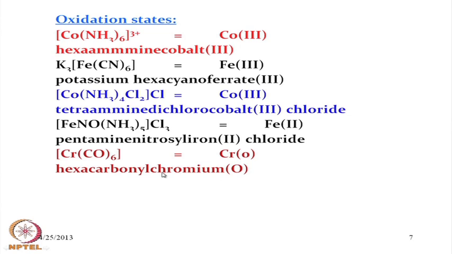So, the name of this compound through the assignment of chromium oxidation state as 0 would be hexacarbonyl chromium 0. It is also a very good starting material for different types of chromium compound, different types of organometallic chromium compound where chromium 0 oxidation state is utilized.